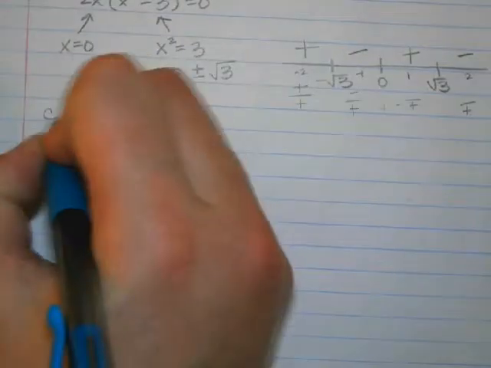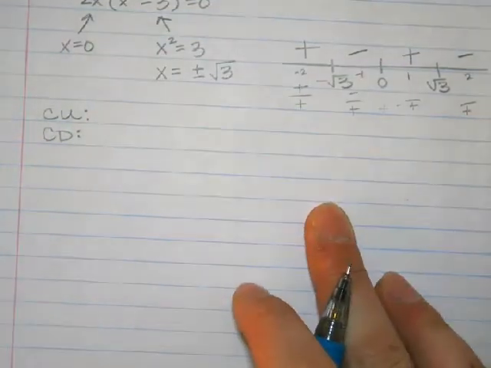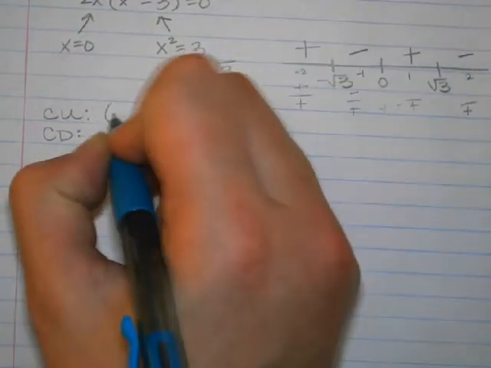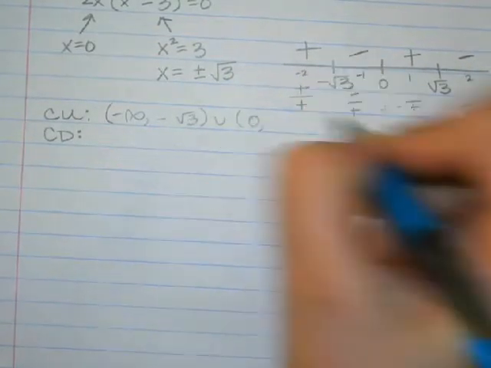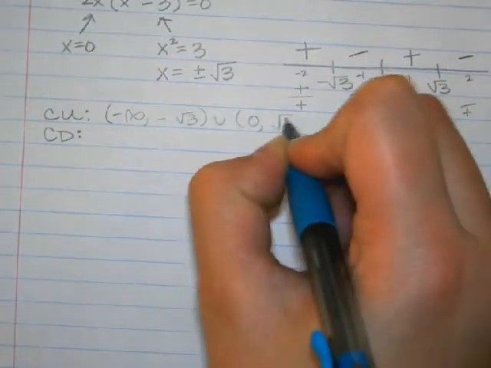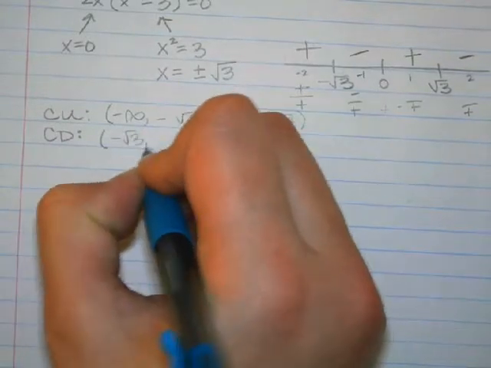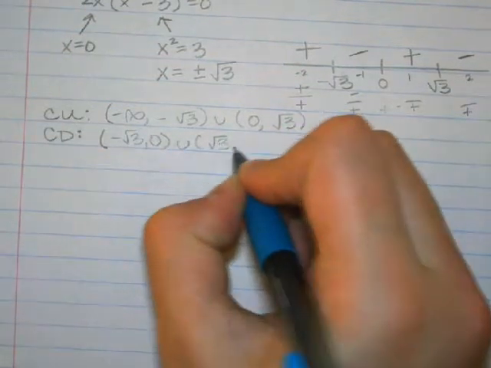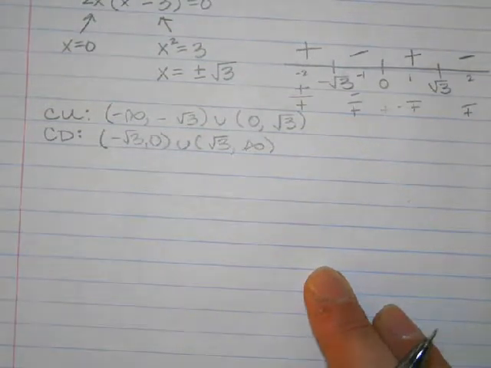So now we have our concavity. Concave up, concave down. So what's our concave up? Zero to √3. And then concave down. And do we have any points of inflection? Yes. What are the points of inflection?